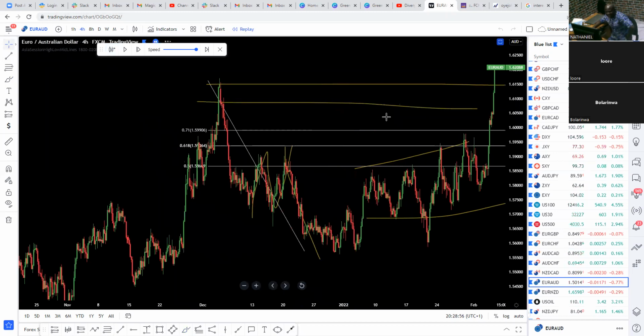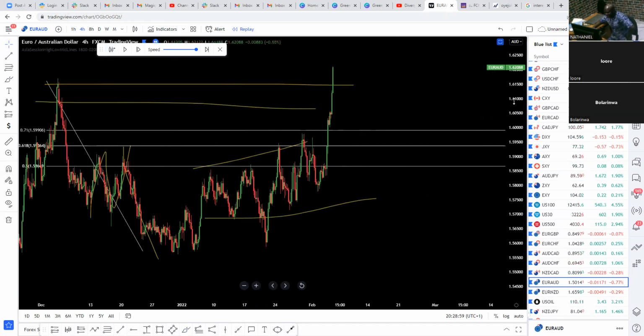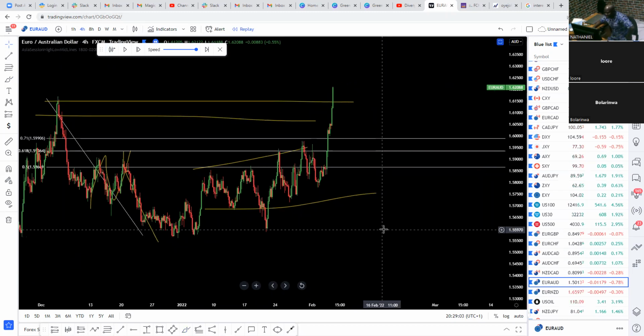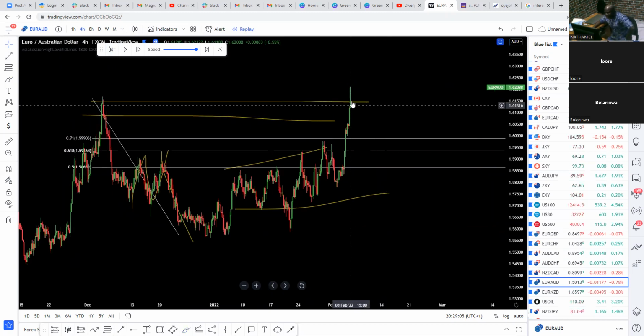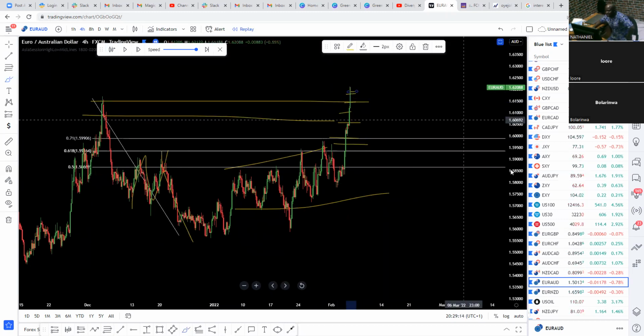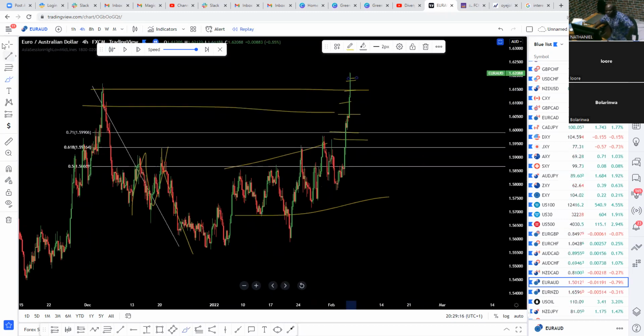Can you see? Do you see this? Powerful bullish. So we are going to the upside. The market is bullish now. Many people will be buying here. You'll be buying here. Why are you buying on impulse?